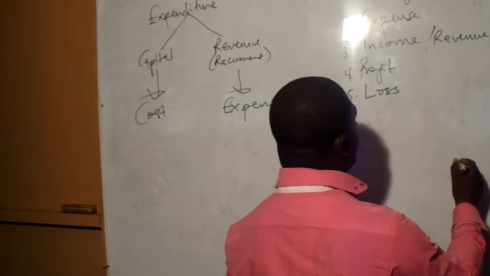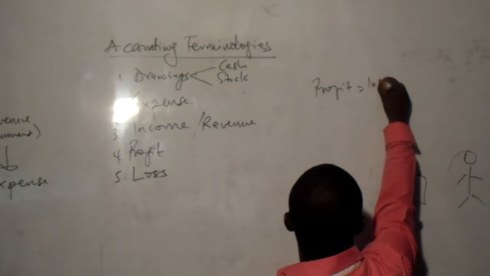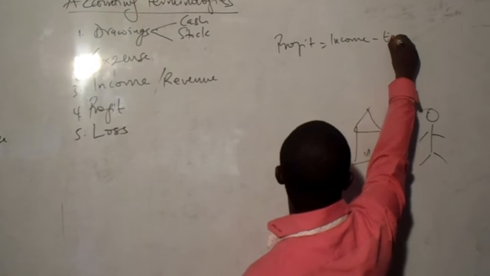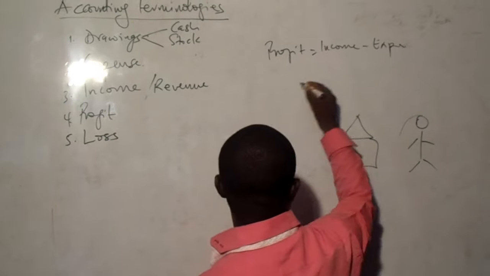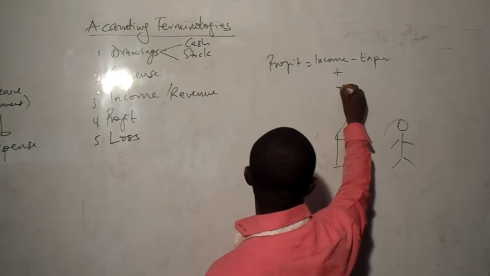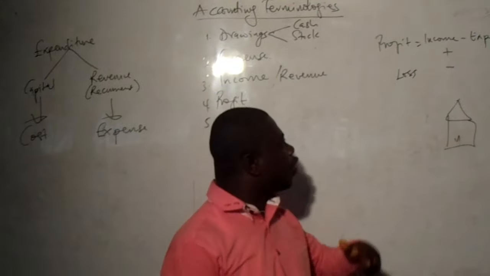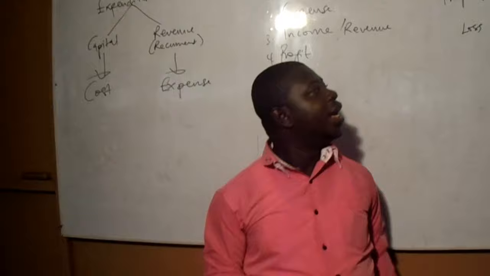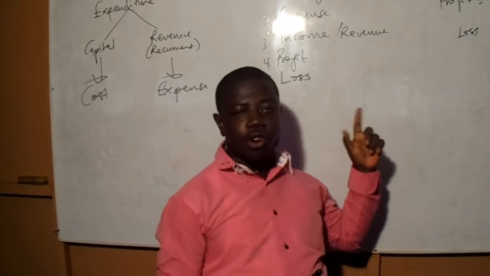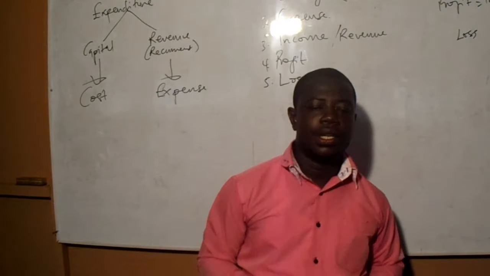And so basically we say that profit equals your income minus your expense. And then if it is positive, it becomes profit. But if it is negative, then we call it a loss. So a loss is the excess of your expenses over your income. And then your profit is the excess of your income for the period over your expenses.